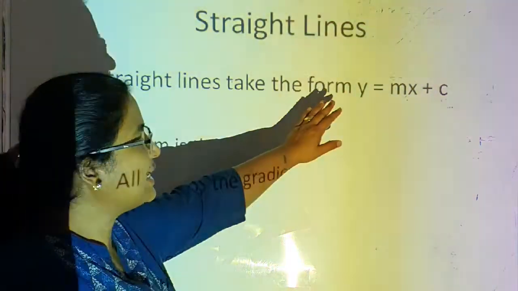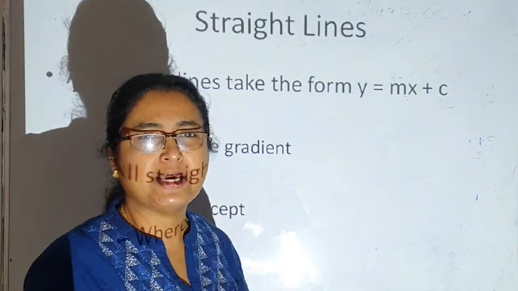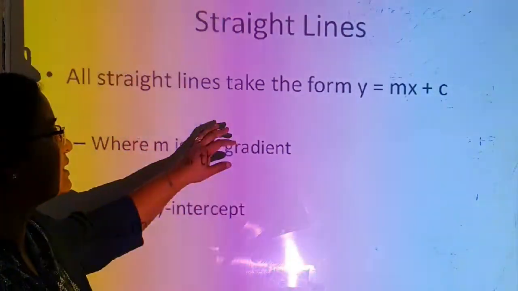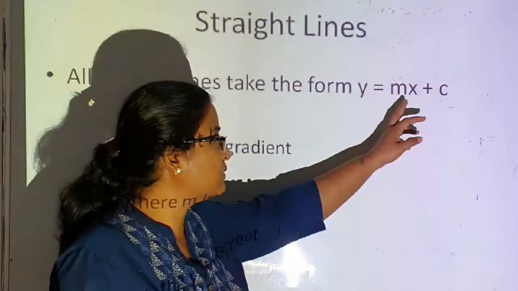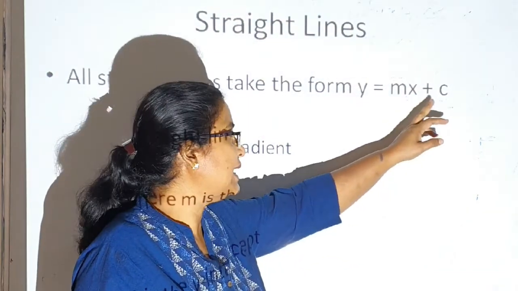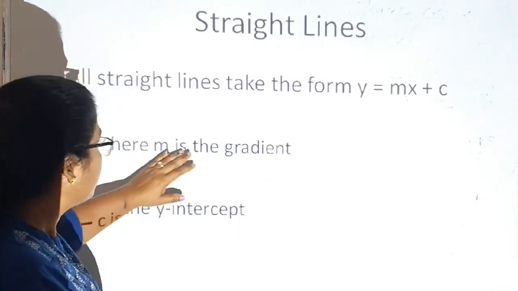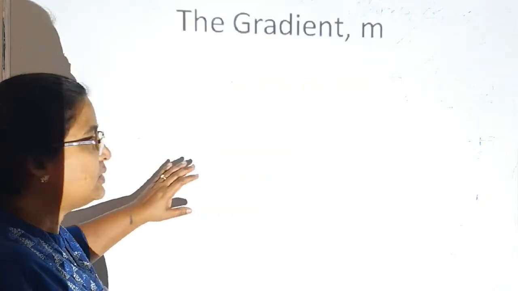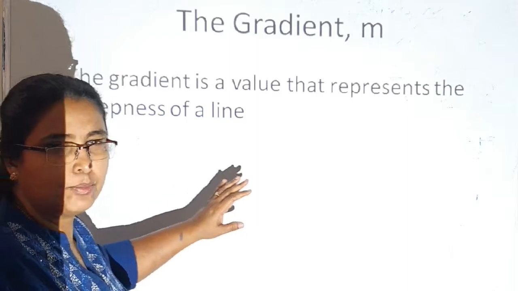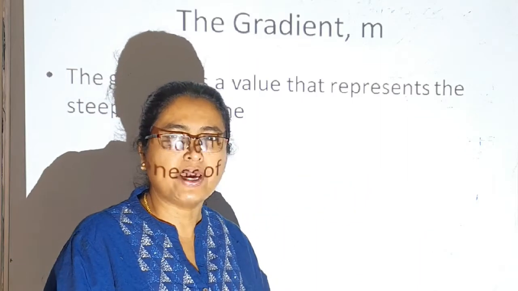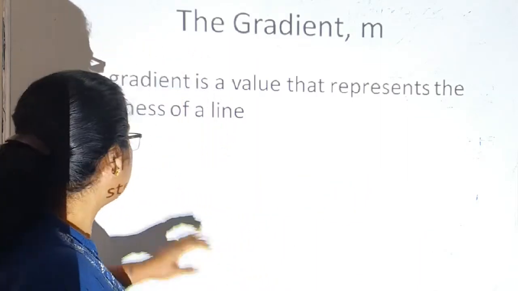The equation of any straight line, we know, is y is equal to mx plus c. That is the equation of any straight line. So what does m stand for? M is called the gradient and c is called the y-intercept. So what is the y-intercept? That means the point where the line touches the y-axis. I will explain that clearly.